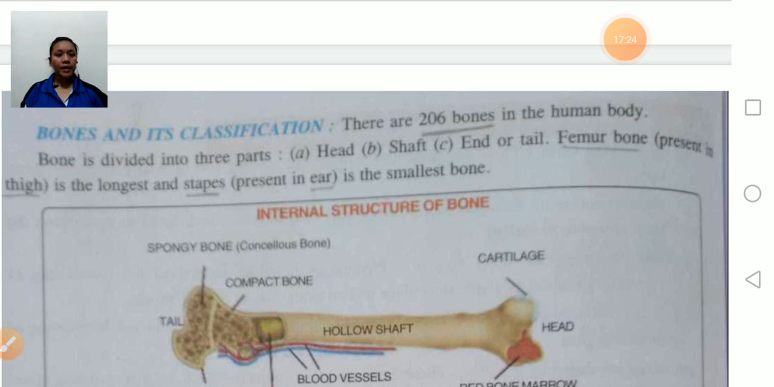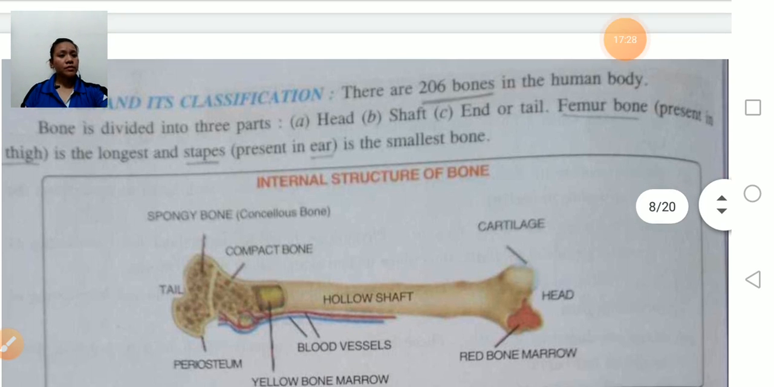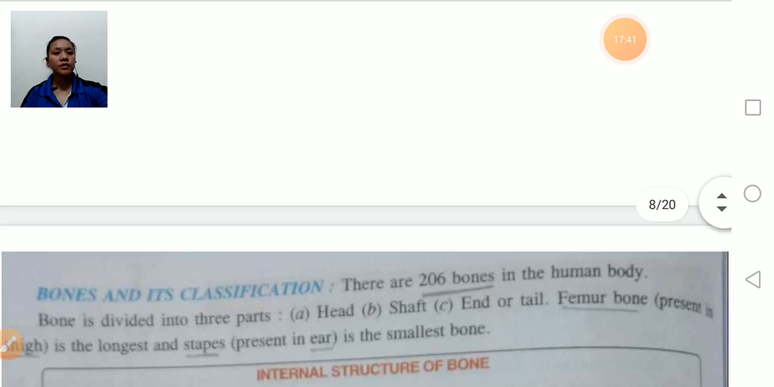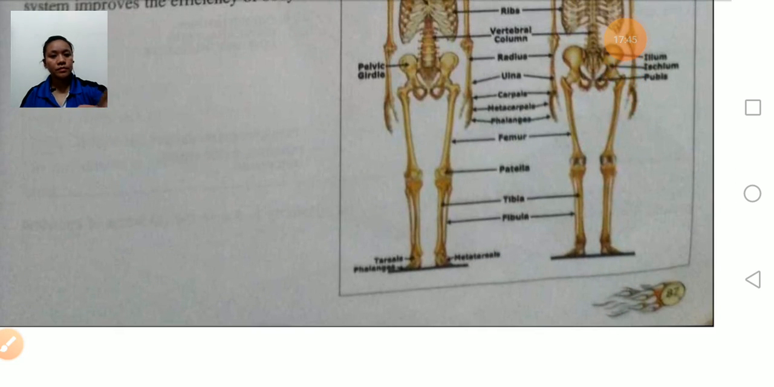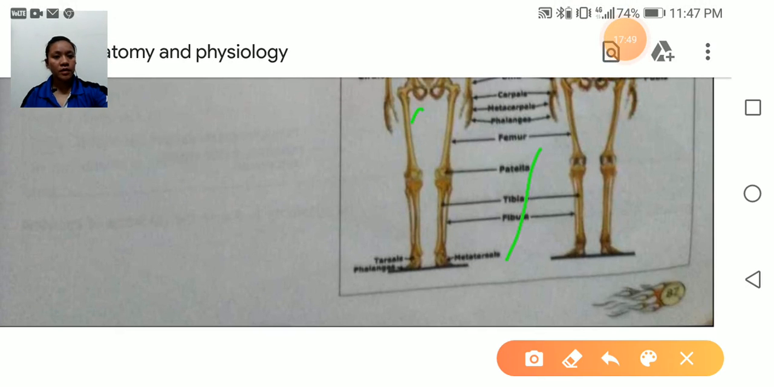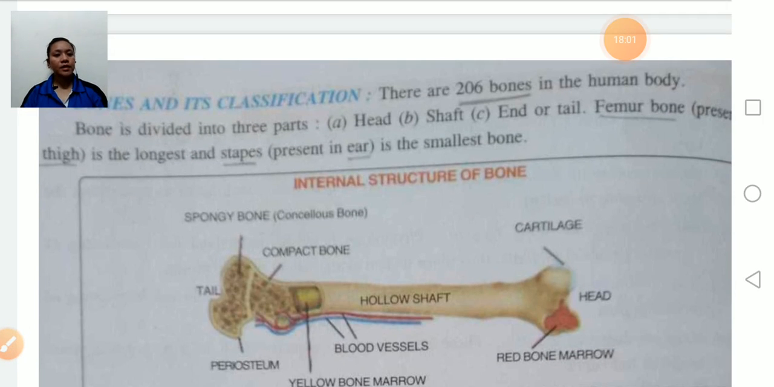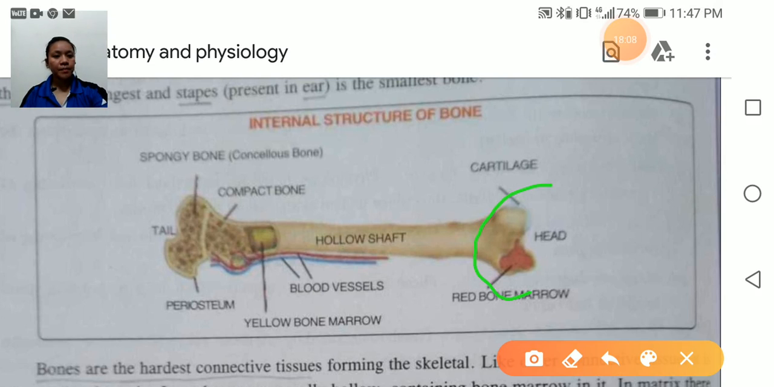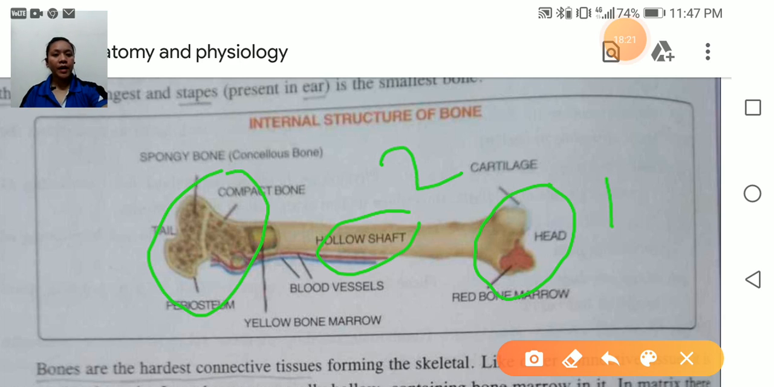head bone, hollow shaft, and tail bone. The femur present in the thigh is the longest bone, and the stapes present in the ear is the smallest bone. The femur is the longest bone. This is the head bone, the hollow shaft, and this is the tail. Bone is classified into three parts: head bone, hollow shaft, and tail bone.